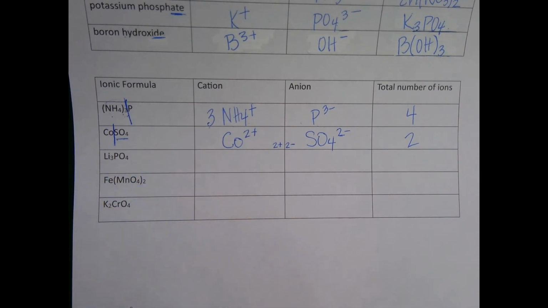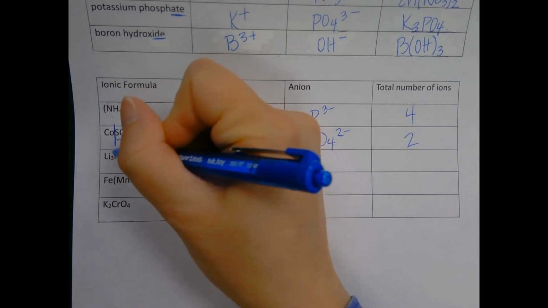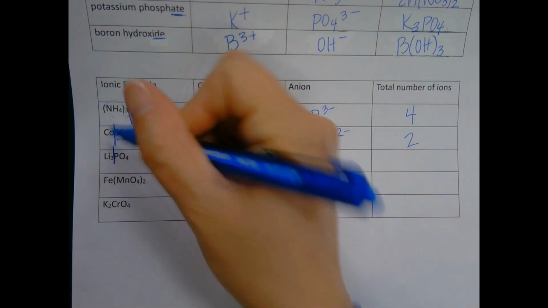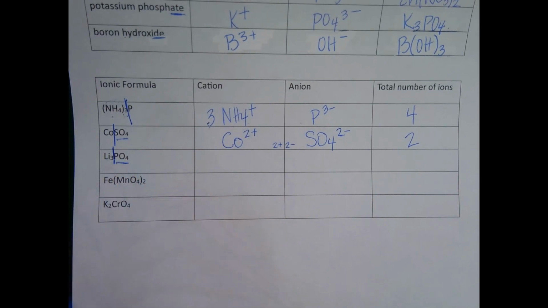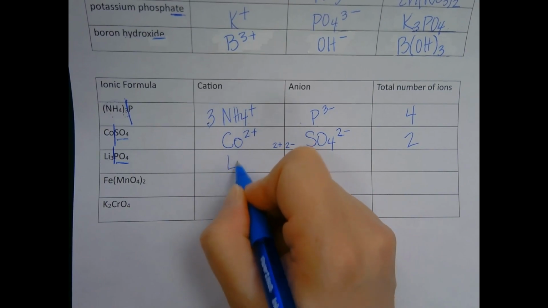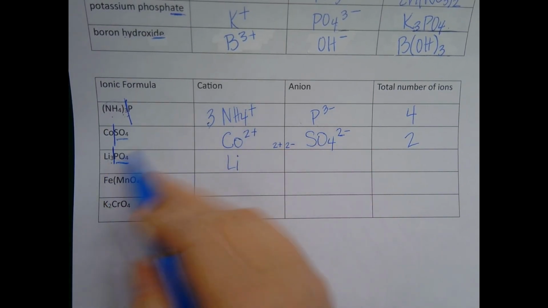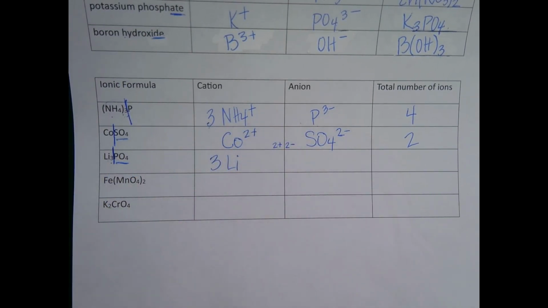Li3PO4, so lithium phosphate. So again, I'm going to break this up right after this metal because I know that everything after it is going to be my polyatomic ion. So Li is my cation. There are 3 of them. Okay, so I write my coefficient 3 coming from the subscript.